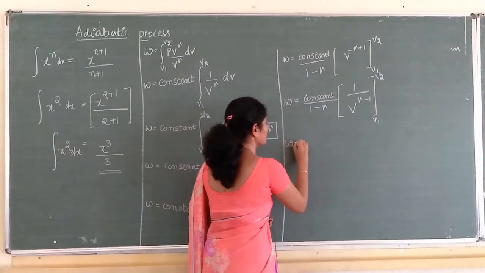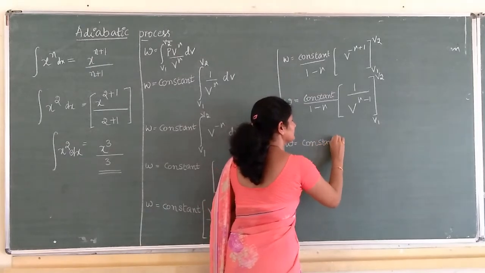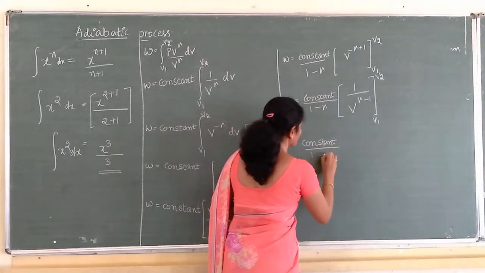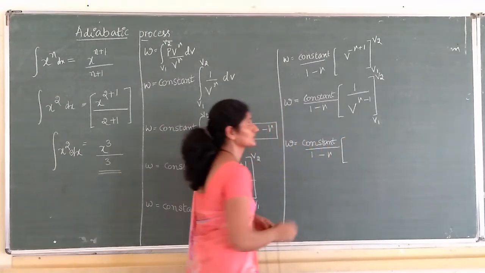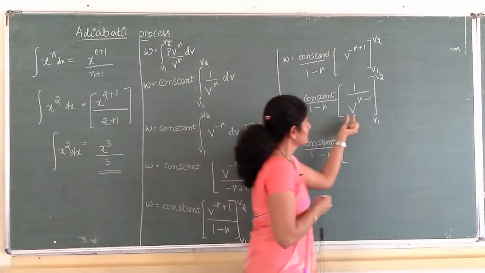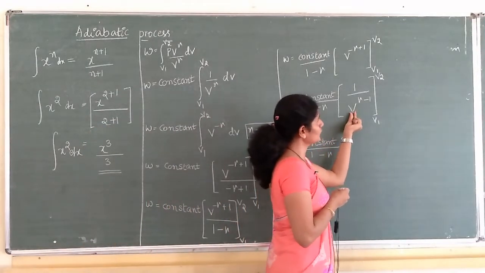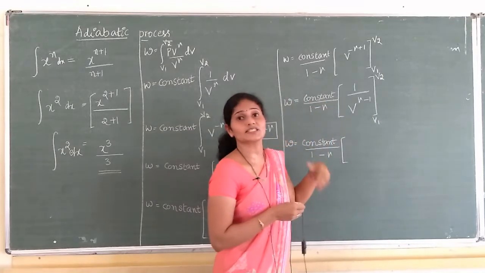W is equal to constant divided by 1 minus gamma into... so in the place of v you have to write v2. So integration is all done, now the substitution.